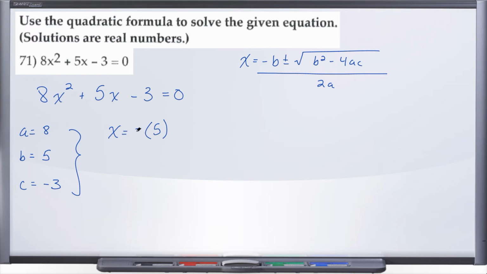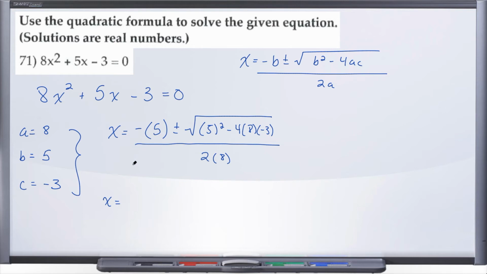All right, so x equals negative b plus and minus the square root of b squared minus 4ac divided by 2a. All right, so x equals, and now let's go ahead and simplify and see what we have here. We have negative 5 plus and minus the square root.